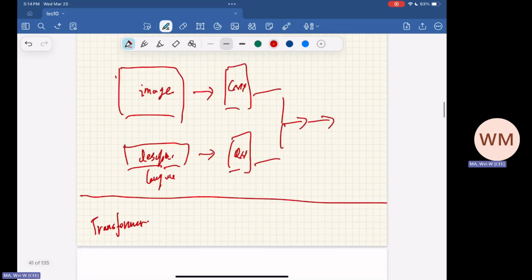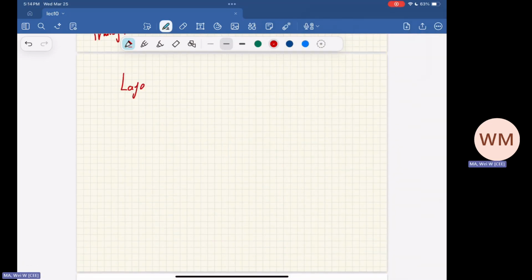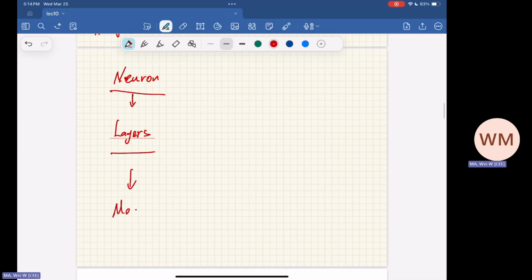We talk about layers. The smallest unit is the neuron. Neurons form layers, and if you integrate layers, you get a module. This is also terminology. If I have some specific combination of layers, this gives you a module.